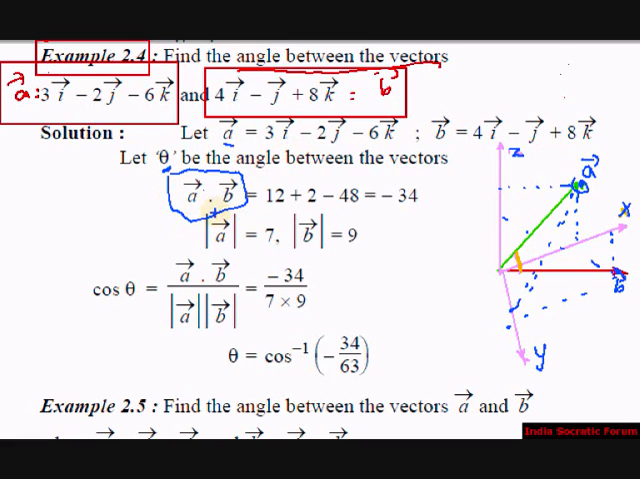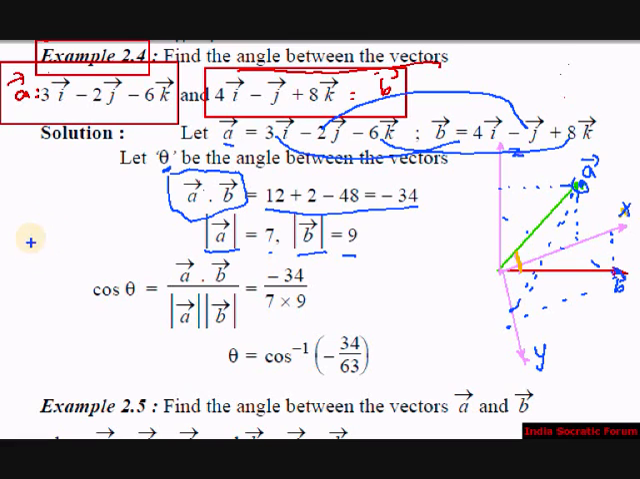So what is a dot b? It's 12. We have to multiply these two, right? How do we multiply these two? The relevant components need to be multiplied. So it's 34. We know the modulus of a vector is 7. Modulus of b vector is 9. So these two are given.